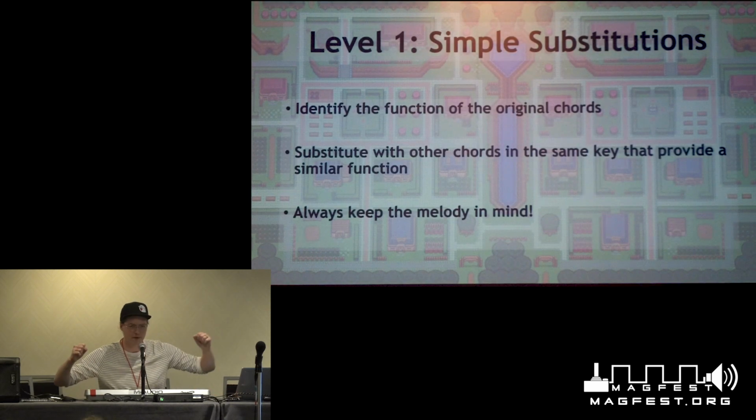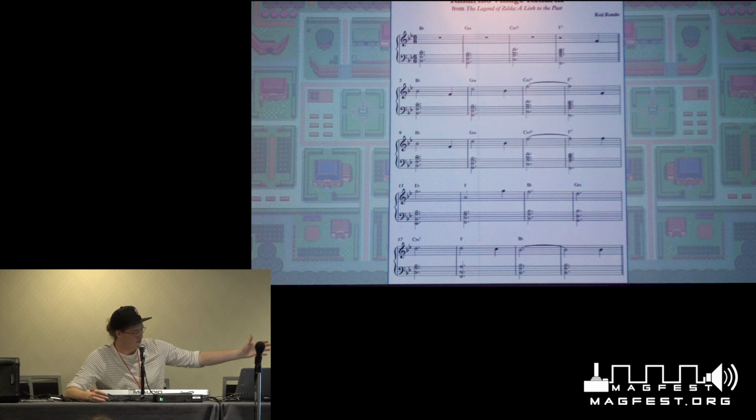Let's do it. Level 1. So this is the easiest level, and it's about simple substitutions. Basically, my process for reharmonizing in this level is to identify the function of the original chords and then figure out other chords that you could take from the same key that basically do the same thing. So if we look at our original here, we'll see the main 4-chord loop that happens for the A section, and it goes off into its own thing a few bars in, but is a B flat, G minor, C minor 11, F7.